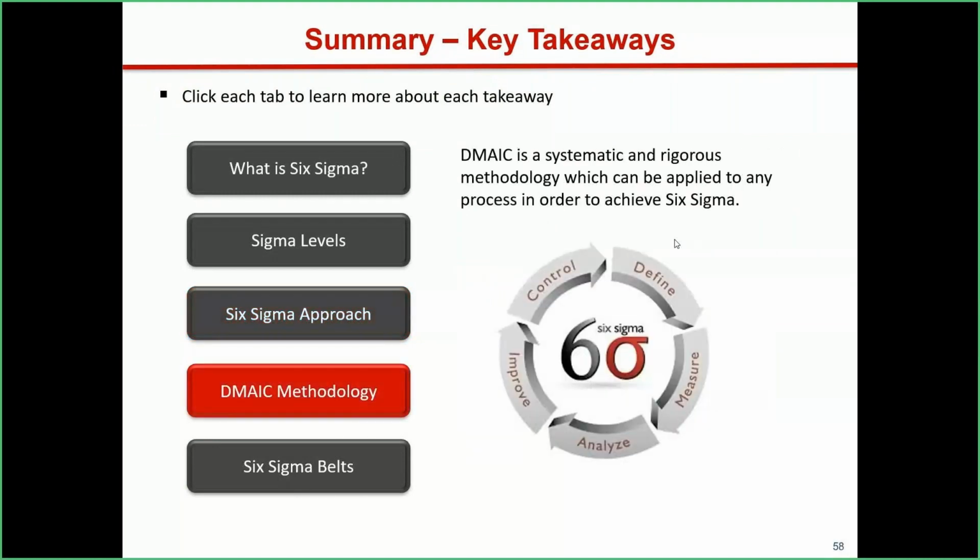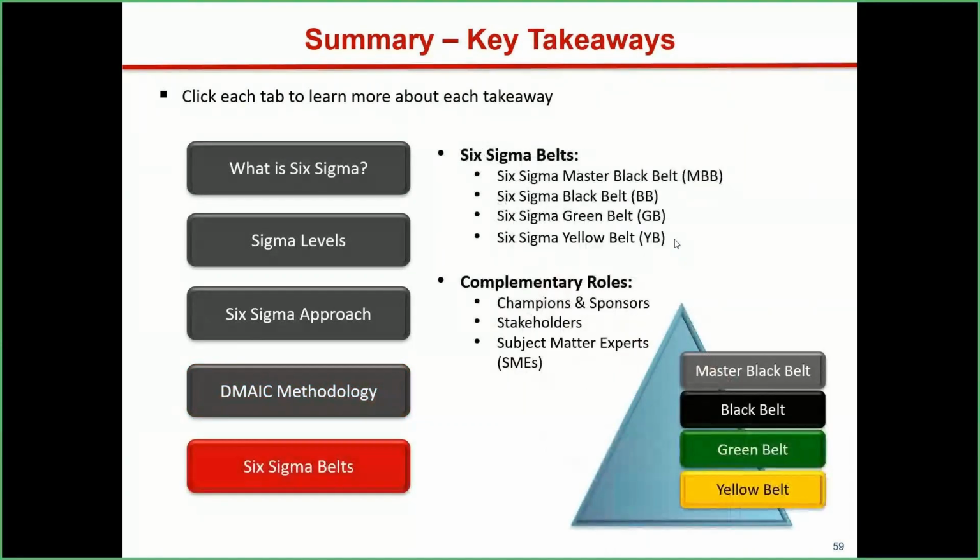DMAIC methodology is the systematic and rigorous methodology which can be applied to any process in order to achieve Six Sigma. And Six Sigma belts we just went through. We have Master Black Belt, Green Belt, and Yellow Belt, and the complementary roles of champions and sponsors, stakeholders, and subject matter experts.